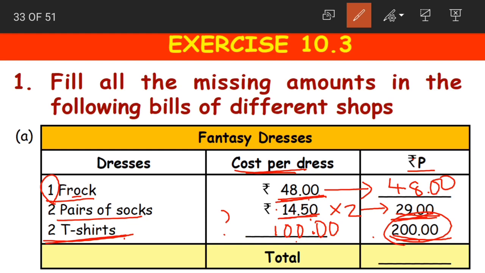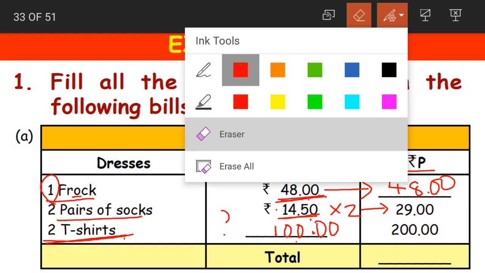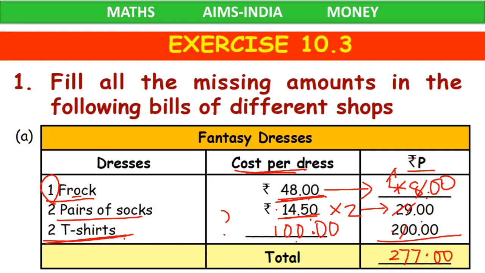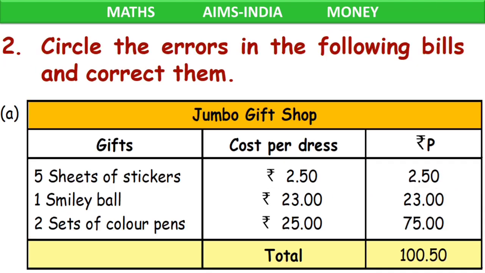Now what is the total cost here, children? Let me erase this. What is the total cost? All the amounts have zeros, so 0 is written here. 8 plus 9, 17. 17 plus 0, 17. 0 here, 1 carried. 1 plus 4, 5. 5 plus 2, 7. 7 plus 0, 7. And 2 here. So 277 rupees is the total amount that we have to pay.